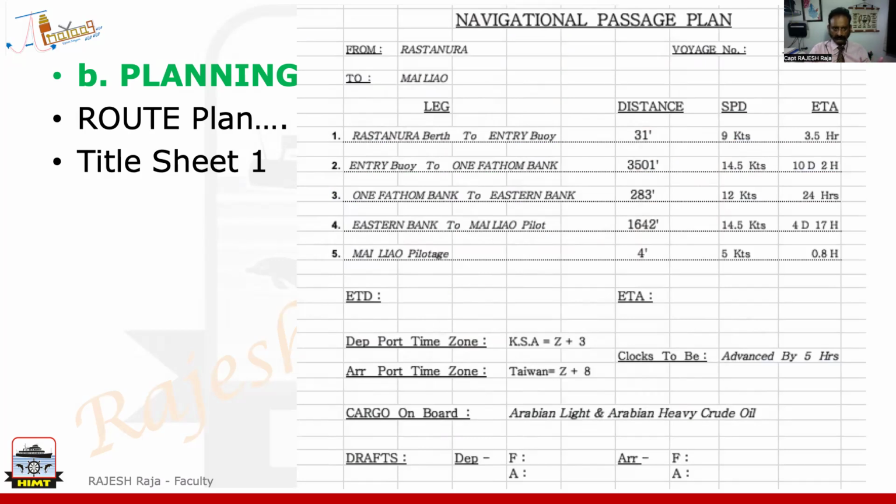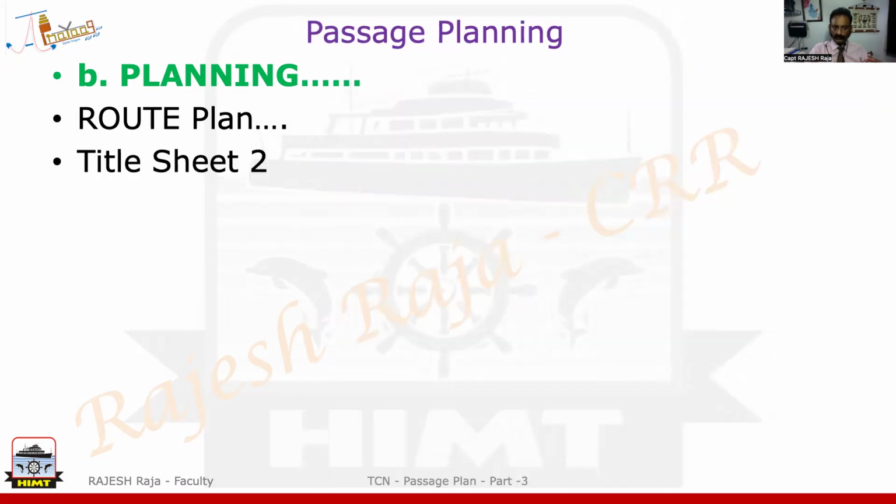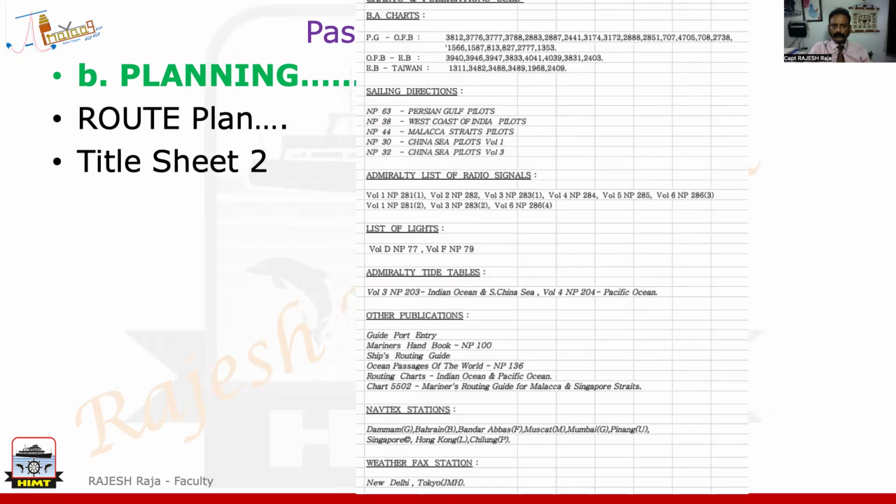Okay. This is your cover sheet, or title sheet one. There could be one more title sheet. Please see here. This time, I'm talking about various segments, charts required. These are all BA charts, paper charts. Sailing directions, what all you need, ALRS, list of lights, tide tables, and other miscellaneous publications are written. I mentioned NAVTEX stations also, and weather fax stations. So this, as I said, is a very old one, but it was the way we did it, physically writing everything.